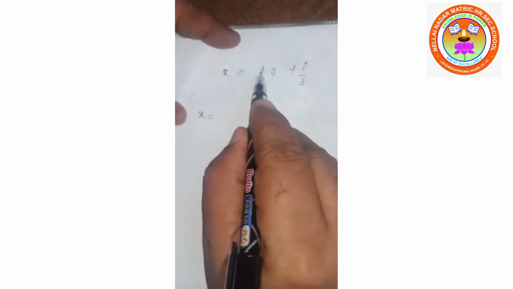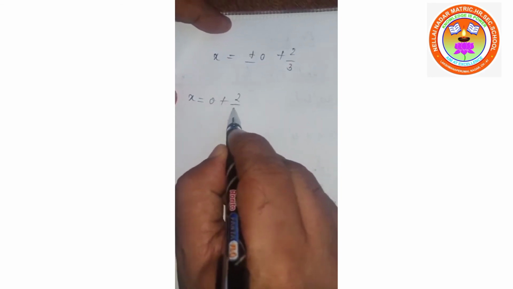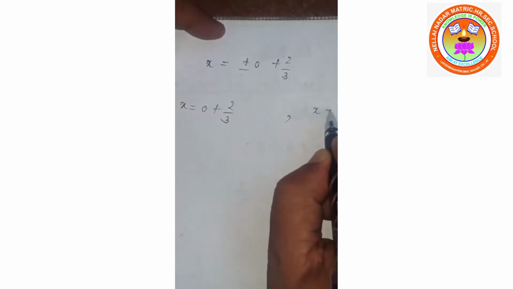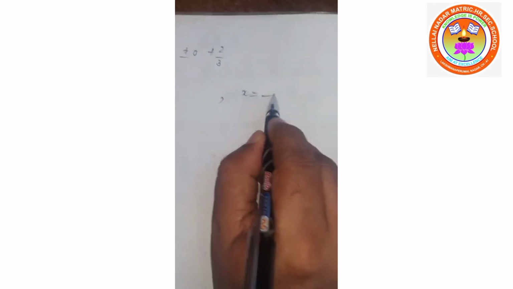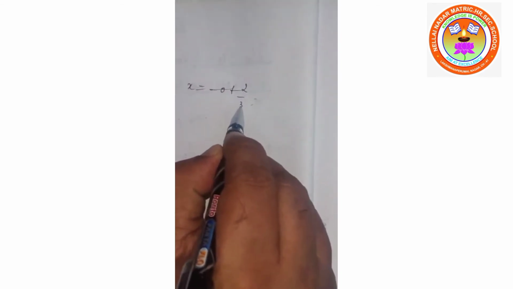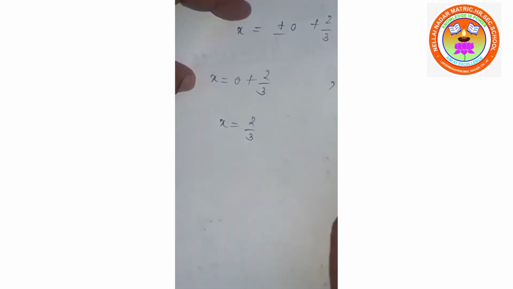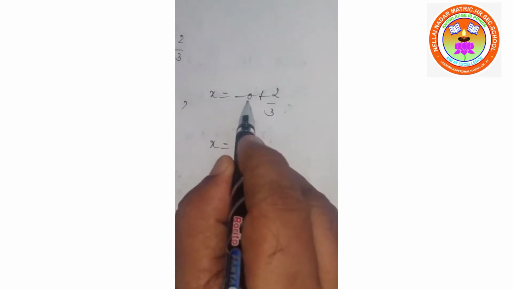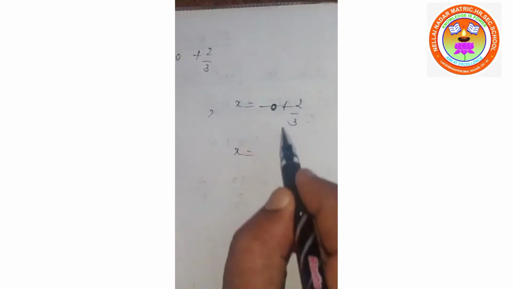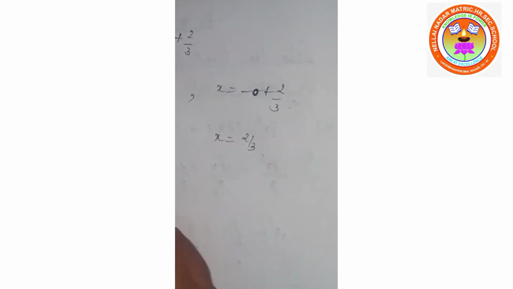Therefore x equals, take the plus sign first, 0 plus 2 by 3, and x equals minus 0 plus 2 by 3. 0 plus anything is the same thing. Minus 0 and 0 are the same only. 0 plus 2 by 3 is equal to 2 by 3.